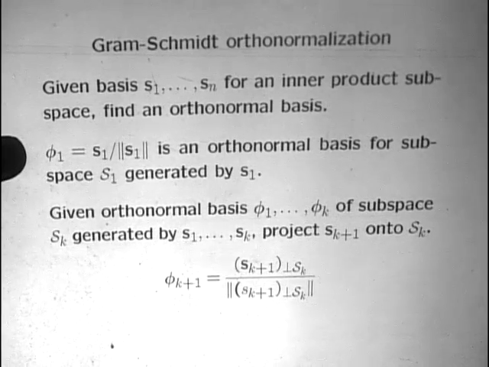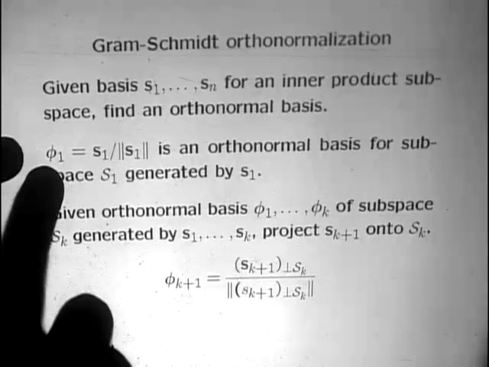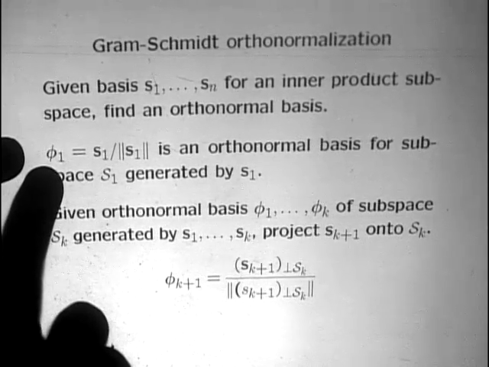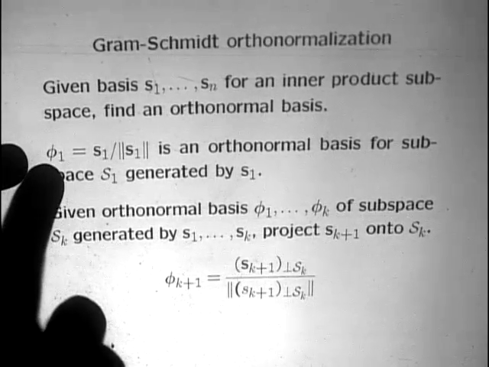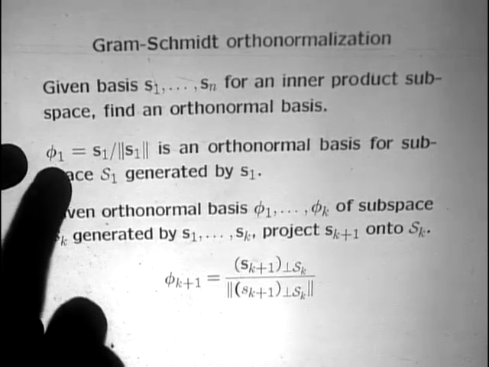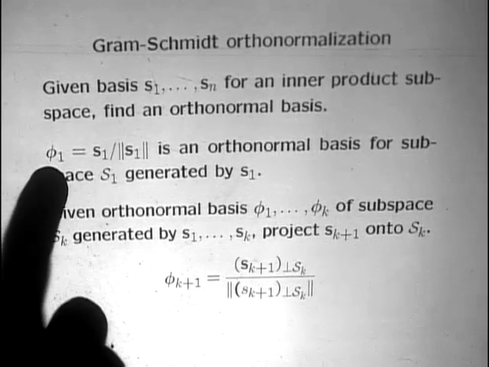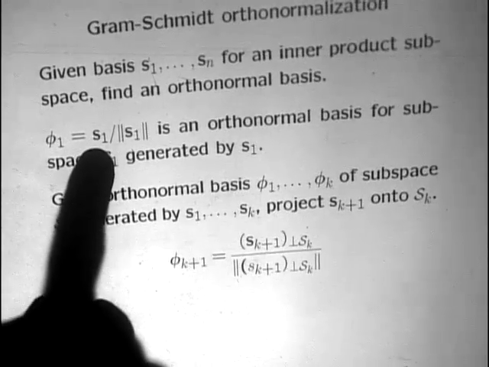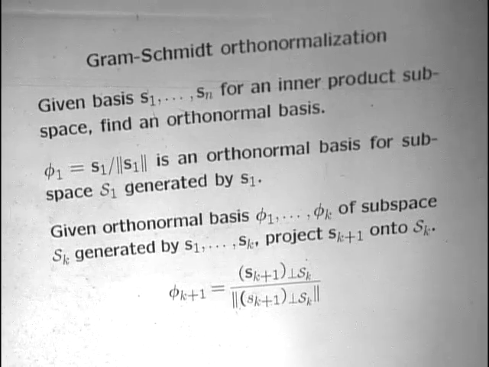I find a normalized version of S1. I call that phi1. So phi1 is now an orthonormal basis for the subspace whose basis is just phi1 itself. But phi1 is the basis for the subspace of all linear combinations of S1. Okay? So it's just a straight line in space.